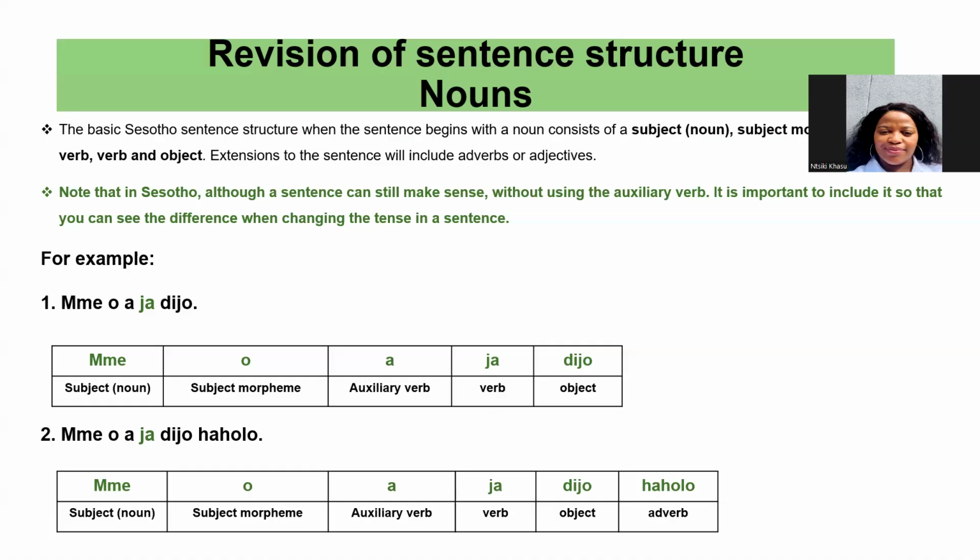So here's a typical example: Me o ja dijo. Now here, me is a living noun, so me can do an action, and the action in our example is the word ja. The second example is Me o ja dijo haholo. Again, there's an adverb that describes how, an adverb of manner, how the woman eats, which is haholo. So there's the adverb in the sentence: Me o ja dijo haholo.